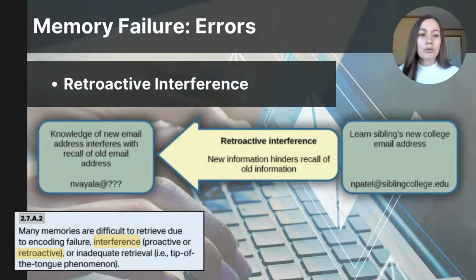So on the screen, there's an example here. You have a sibling who is going to college and now they have a new email address and you've been emailing them at their new email address. And maybe your mom or someone asks you, "Hey, can you remember your sister's old email address? I want to send her a coupon. I want to send it to her personal account." And you can't remember it because you've been using her new account. What has happened is retroactive interference. You have new information that makes it difficult to recall the old information.